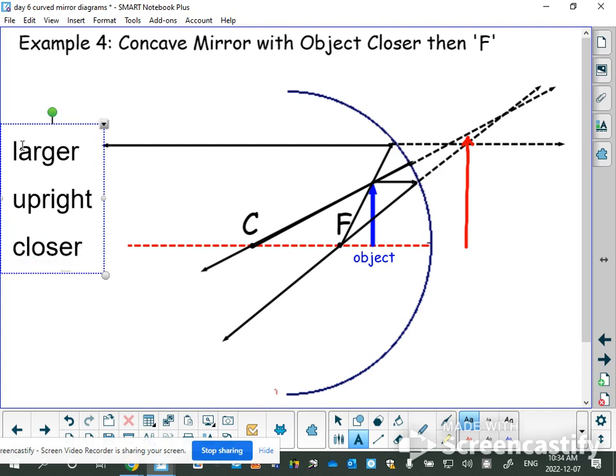I would call that closer because it does look closer to the mirror than the original. And finally, it is virtual. And I know that because I had to trace these back to find it. So that means the image is actually inside the mirror. Because remember, you'd be looking from over here and see the image inside the mirror. It's also upright, and all upright images are virtual.